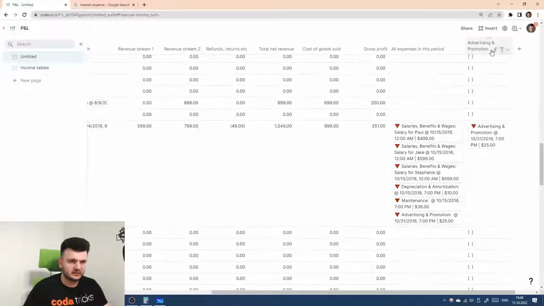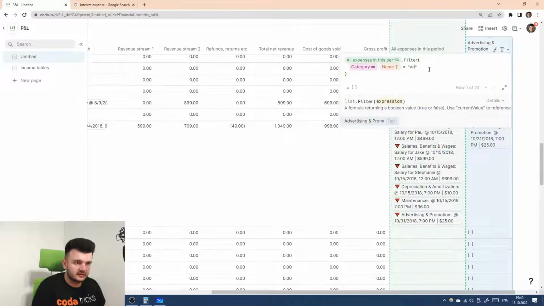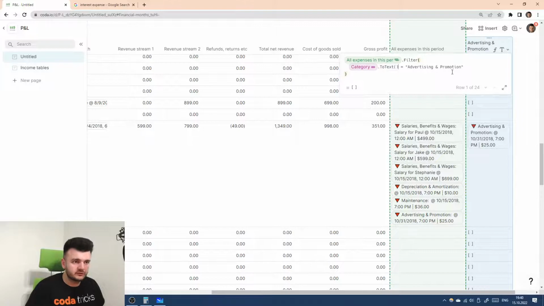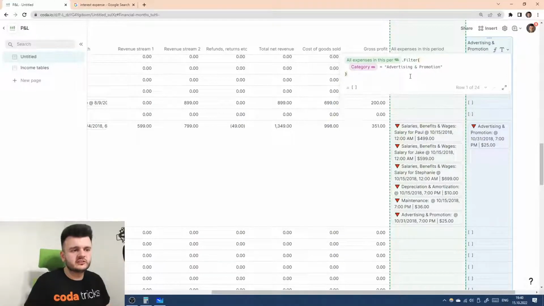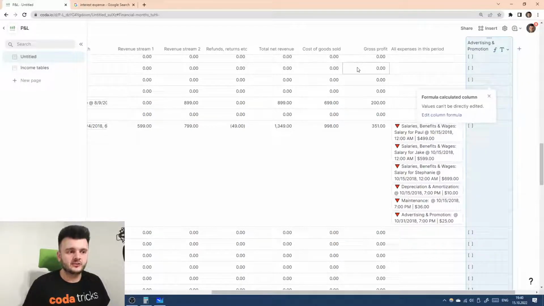So once again, I'm not doing things like category name equals advertising and promotion. I'm not checking on text. God forbid I'm doing this. Lots of people try and fix their issues like this, because first they try to do it like this: category equals, well, text equals advertising and promotion, and then it doesn't work because there's no match.